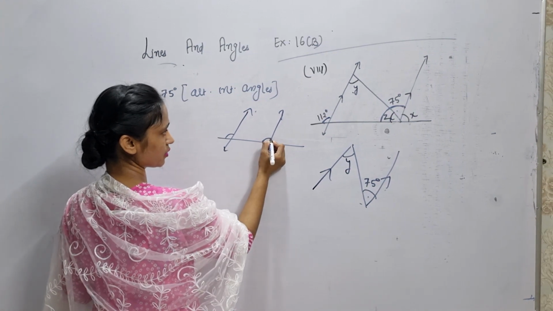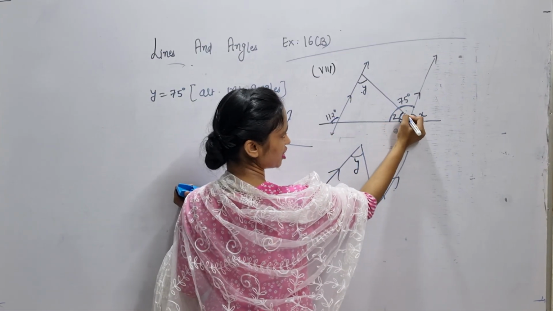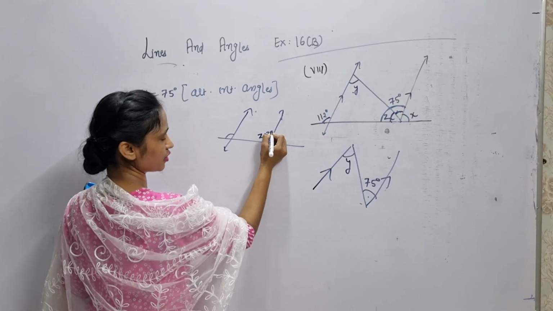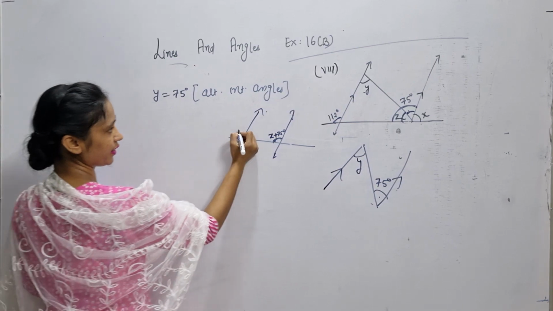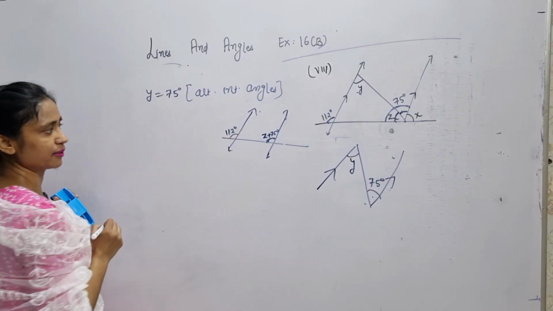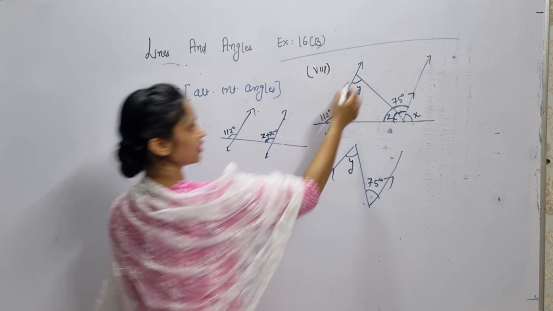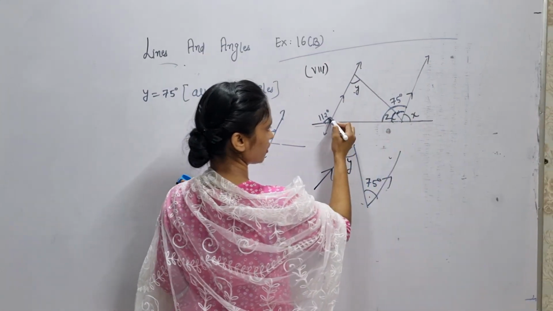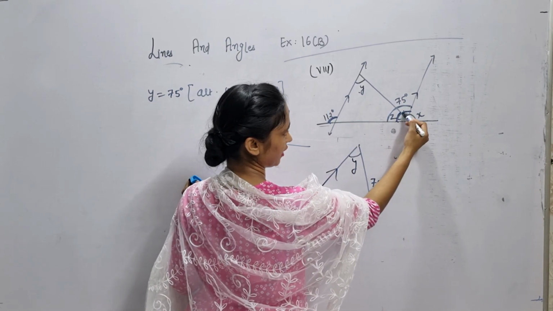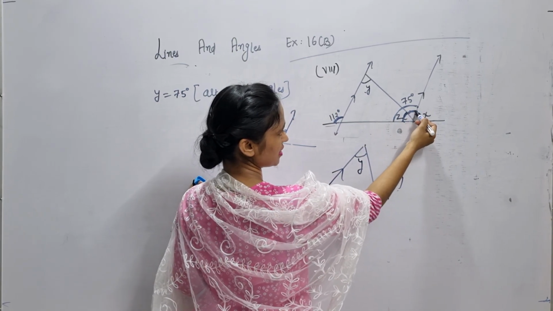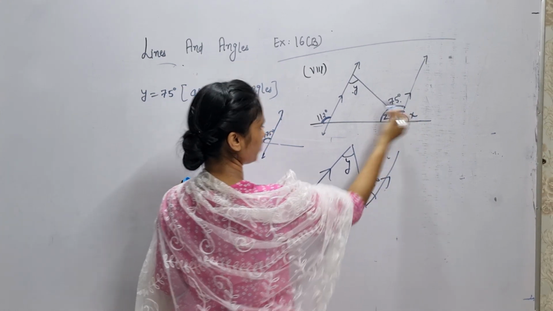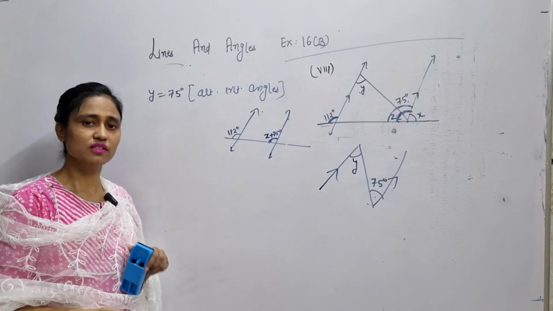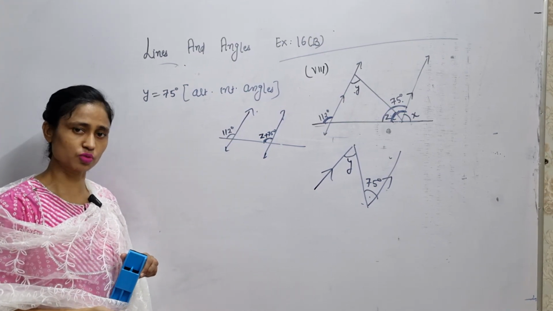This part is z and this part is 75, so the full angle will be z plus 75. And here is 112 degrees. These are two parallel lines and a transversal, so we will equate this angle with this full angle. One part was z, the other was 75. Which type of angles are these two? These two angles are corresponding angles.